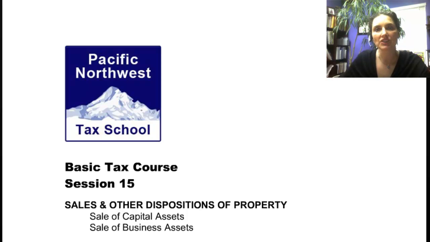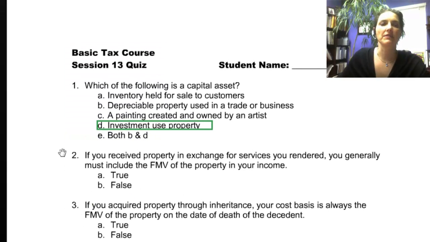We're going to begin Session 15 with a review of the Session 13 quiz answer key. I have up in front of you now the Session 13 quiz. The first question that I will review, because it was a most frequently missed question, is question number 1. Which of the following is a capital asset?